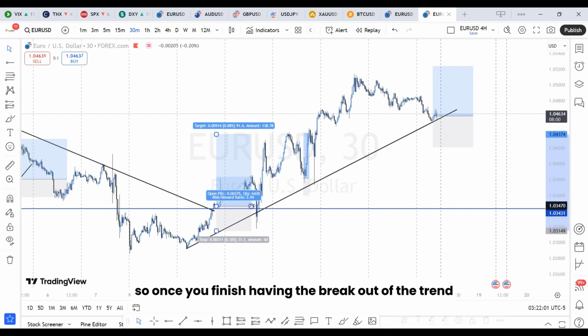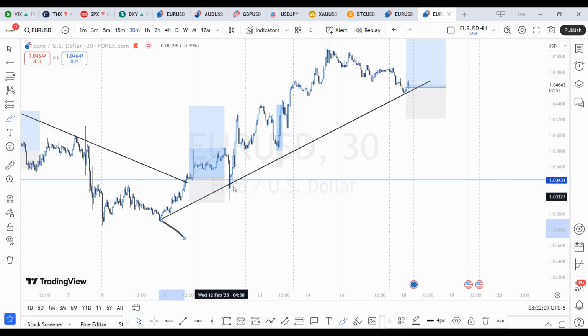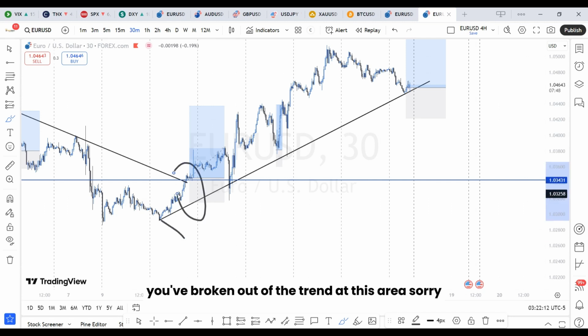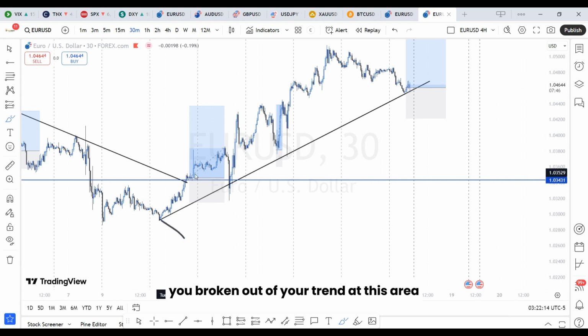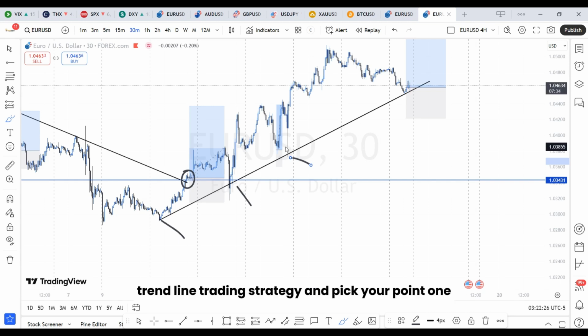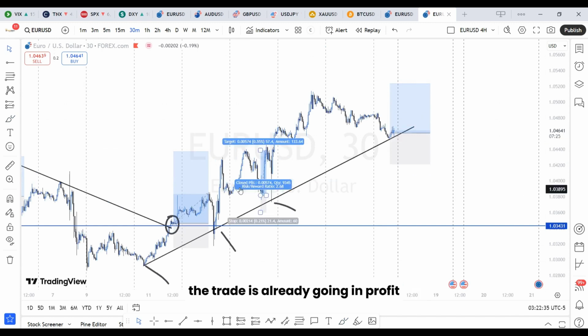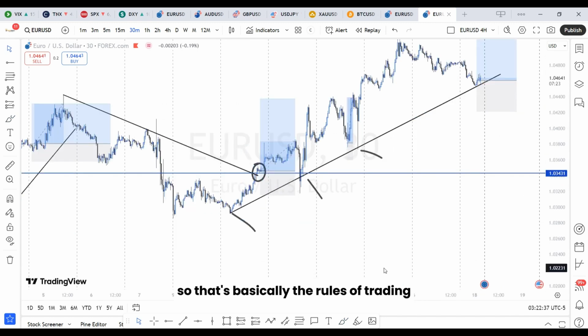So once you finish having a breakout of the trend, you can now start looking for your point A at this area. You've broken out of the trend at this area. You have your point B here, then your point 1. So after breaking out of the trend, you can now switch back into trading the trend line trading strategy and pick your point 1, your point 2, and so on and so forth. Now you can see this trade here, the trade is already going in profit. So that's basically the rules of trading trend line breakout strategy.